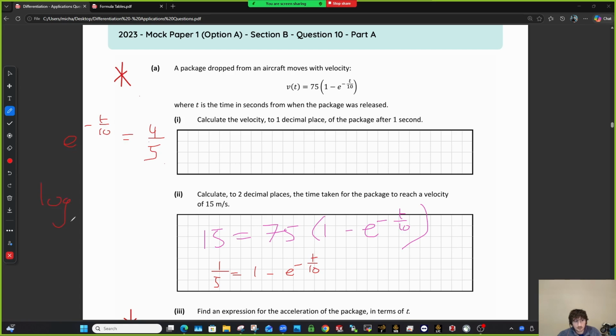The base here is e, and the whole point of logs is to get the power on its own, so the minus t over 10 will be on its own, and then that just leaves this slot for the 4/5. And then what t will be, if you can move it around in your head there, you multiply by the 10 and then you multiply both sides by -1, so it'll be minus 10 ln 4/5. Hopefully people can do that sort of maneuvering.